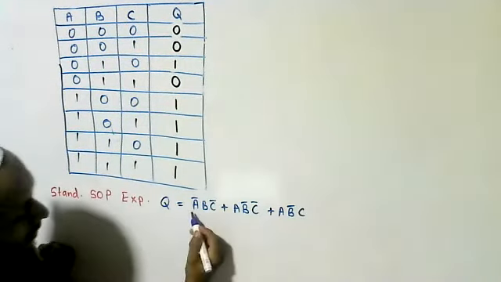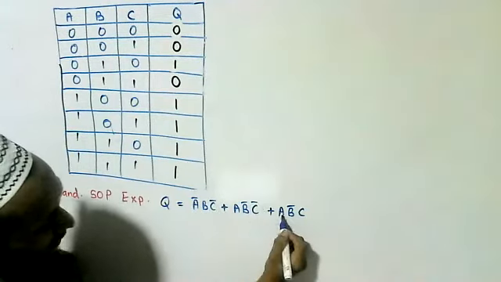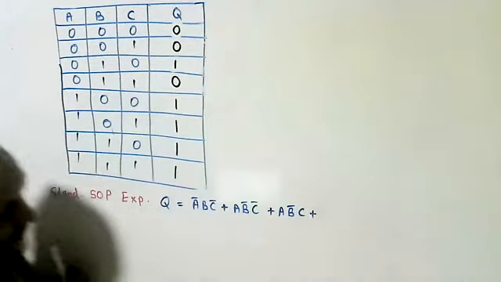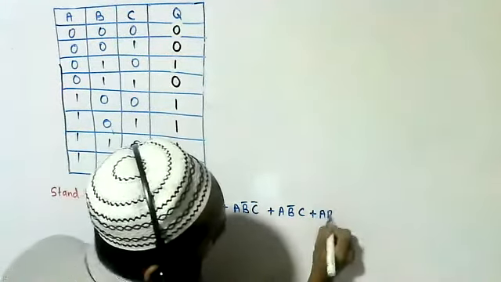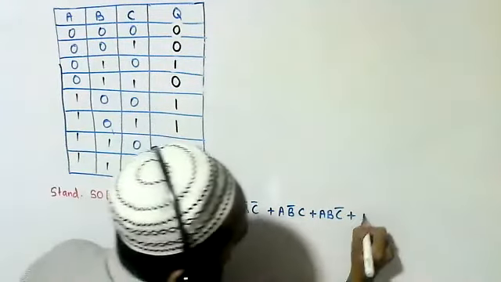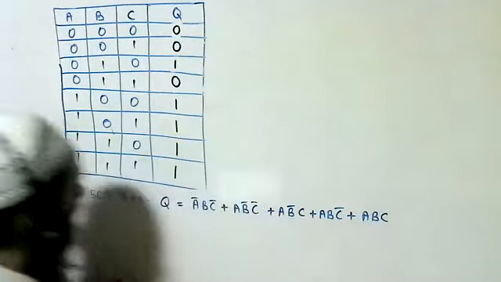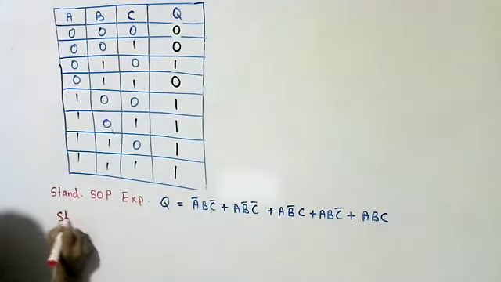Right, okay. A bar B C bar plus A B bar C bar plus A B bar C plus A B C bar plus A B C. This is the standard SOP expression you got. We'll check, right?